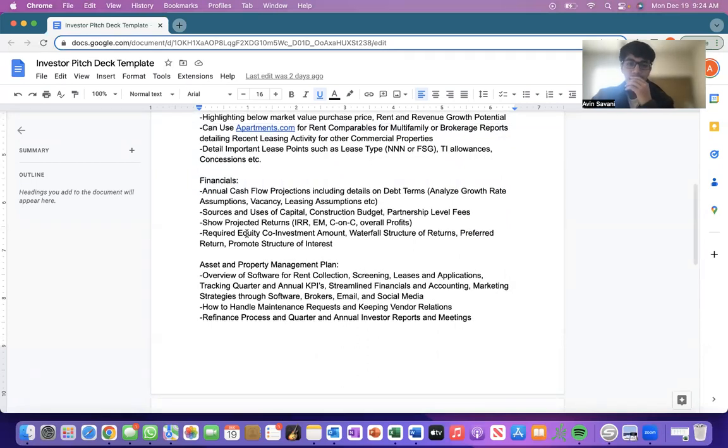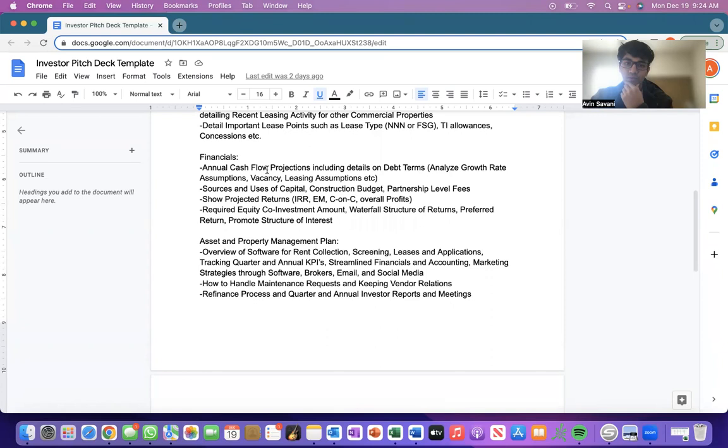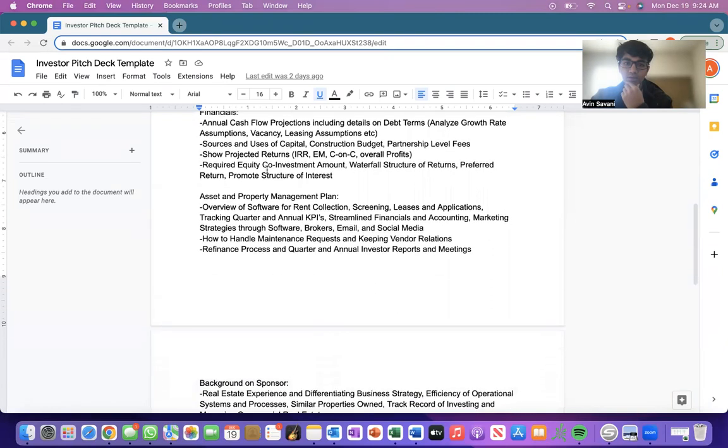So yeah, next I would say lease points to keep in mind. So triple net, obviously, remember tenants paying for everything: taxes, insurance, common area maintenance. Full service gross, landlords paying for everything. So basically note the lease type that you're proposing, TI allowances involved, concessions involved, right? Those are good details to point out about leases.